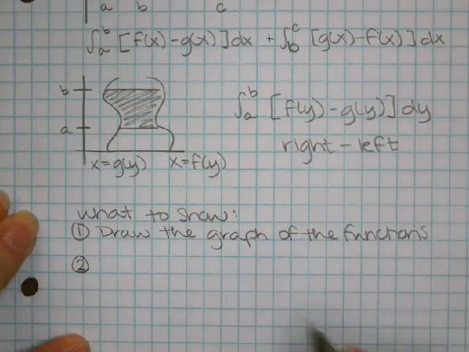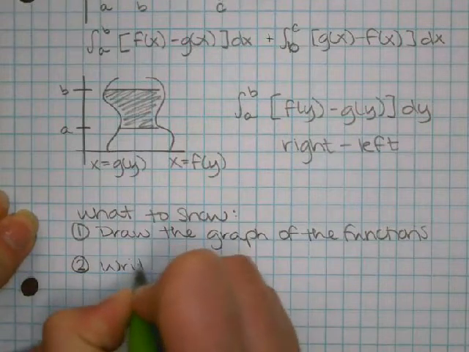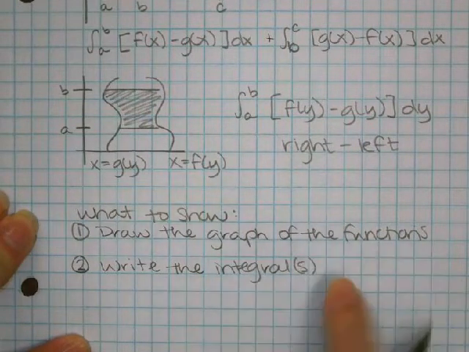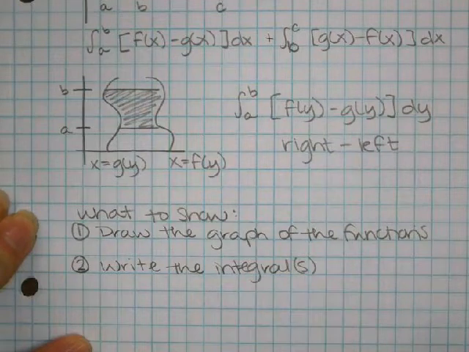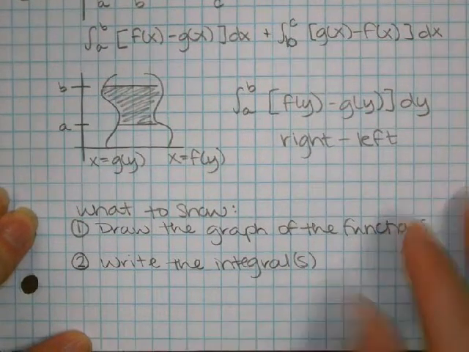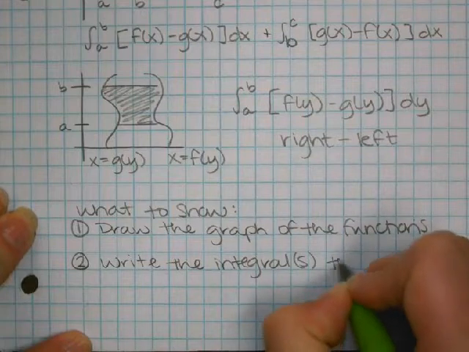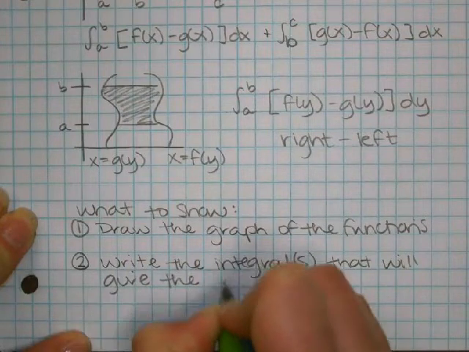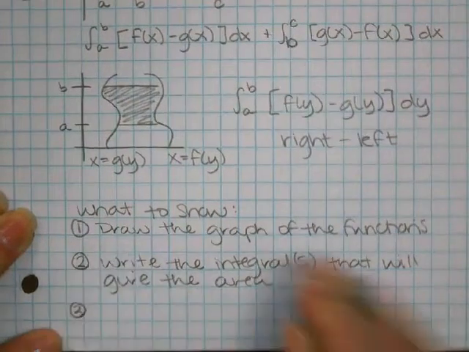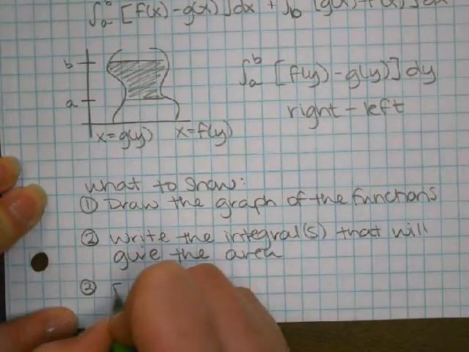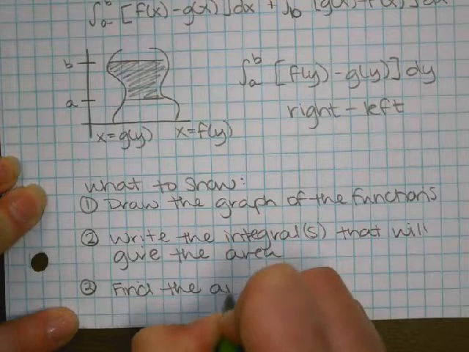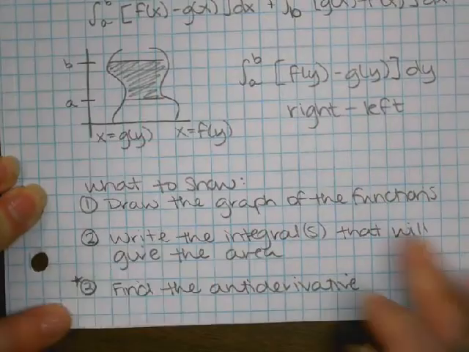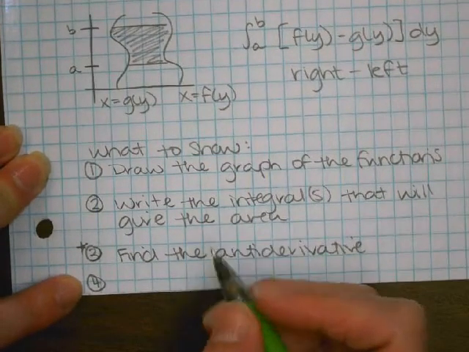Second, we're going to write the integral that will give the area. And I'm going to say integrals plural, because it could be one integral if one curve stays on top the whole time, but it could be multiple integrals if they switch places. So write the integrals that will give the area. All right, third, find the antiderivative. And go ahead and put a star next to that one. And then fourth, evaluate.